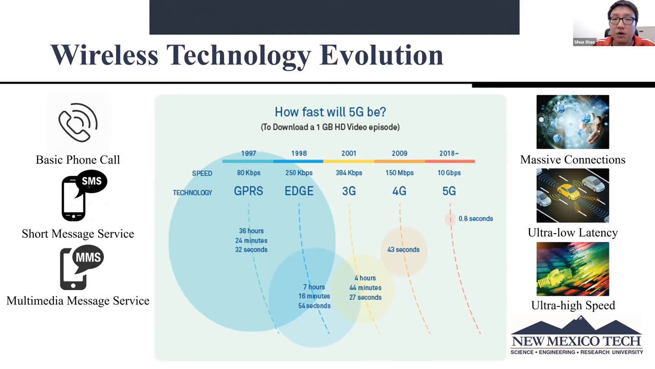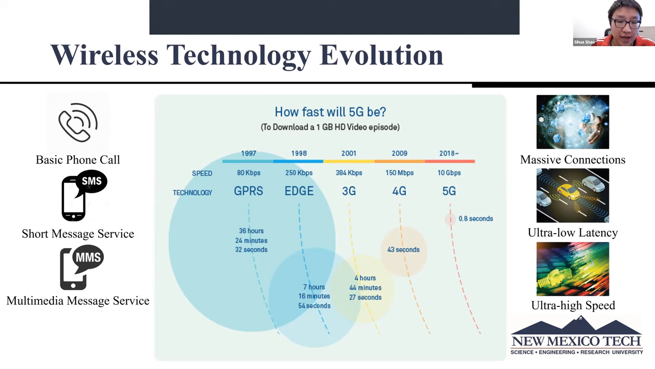And in the 5G network, we have three highlighted features. The first is massive connections: we want to satisfy the IoT, Internet of Things, requirement to connect everything. Of course, in the smart grid, we care more about the electrical devices. Second, we want to achieve ultra low latency. The specification is lower than 5 milliseconds between the communication of a device and the cellular tower. The third one is ultra high speed, something around 10 gigabit per second.